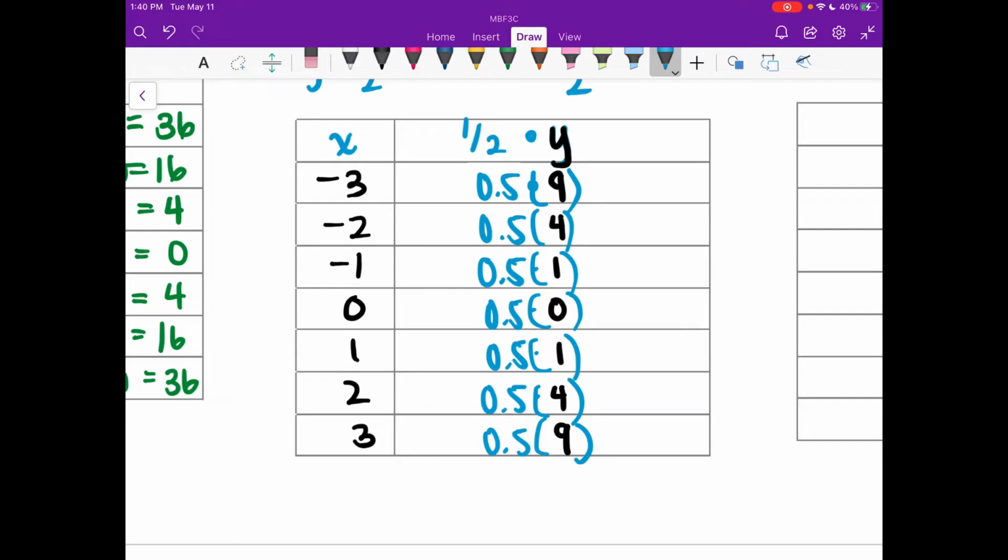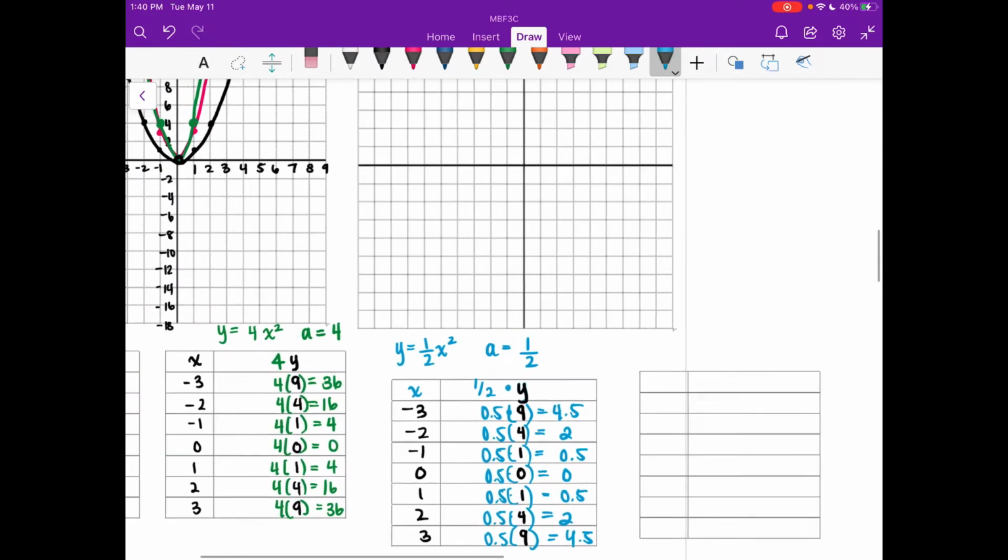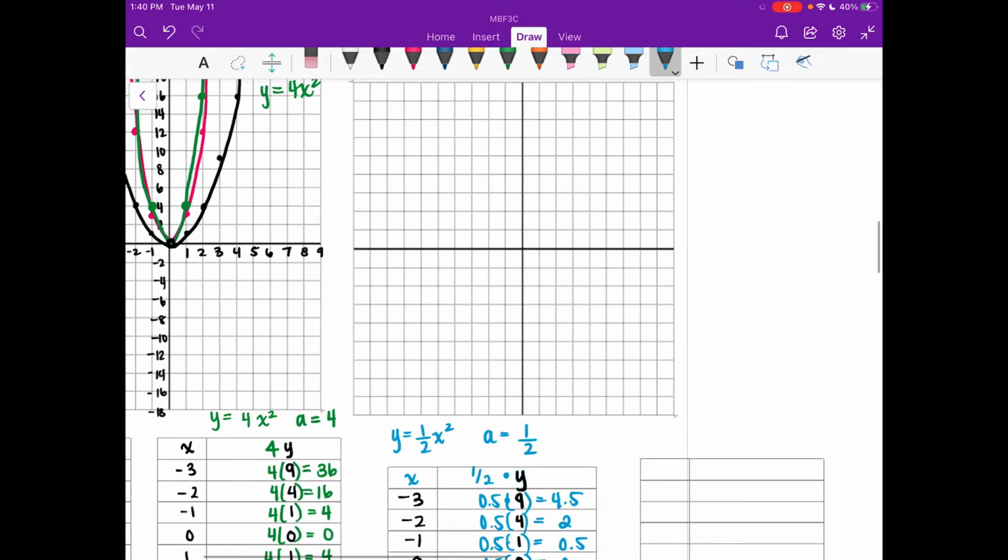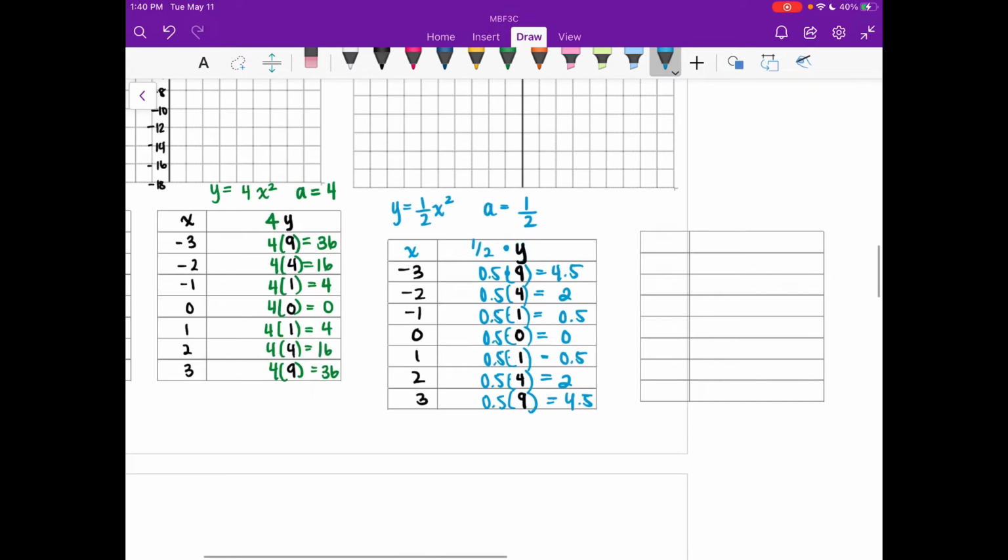So 0.5 times 9 is 4.5. 0.5 times 4 is 2. 0.5 times 1 is just 0.5. 0.5 times 0 is 0. 0.5 times 1 is 0.5. 2, 4.5. So I'm going to go and sketch those in. Okay. So I notice here that my highest amount is going to be 4.5.